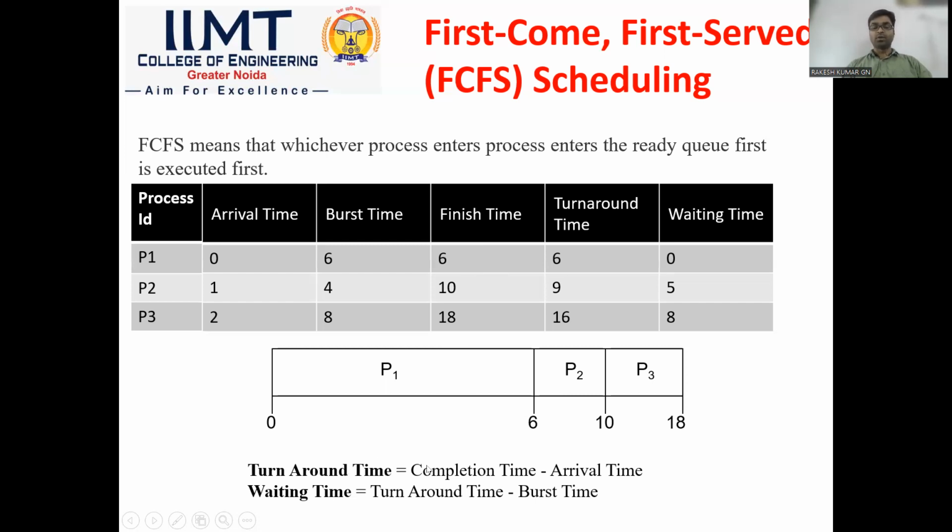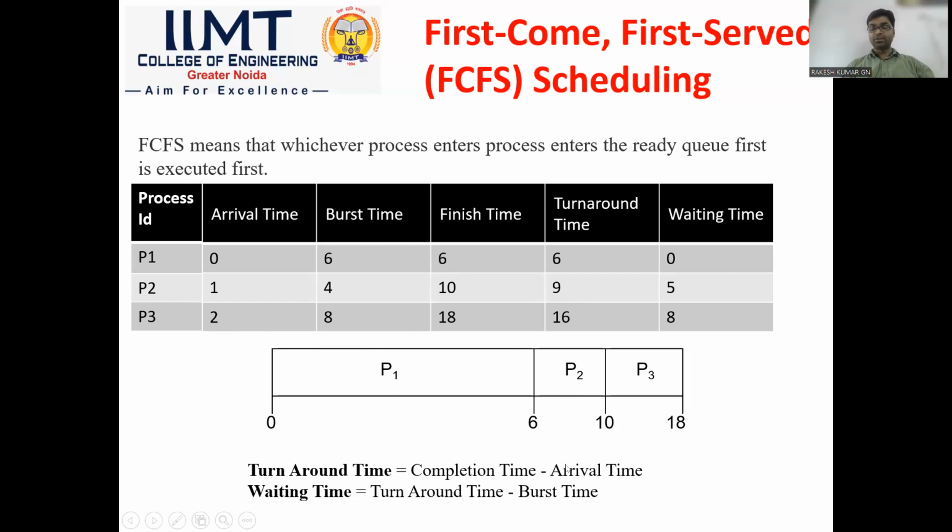So this is the basic formula of turnaround time: turnaround time equals completion time minus arrival time. Completion time is how much time it takes to execute the whole process, minus the arrival time, at which the process takes the resource. So 6 minus 0 is 6, and for P2, 10 minus 1 is 9. So this is turnaround time.